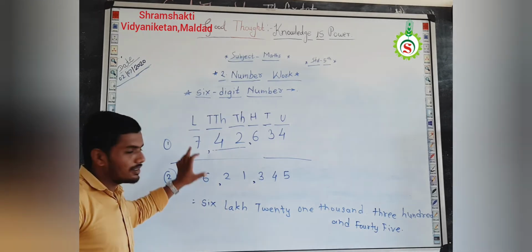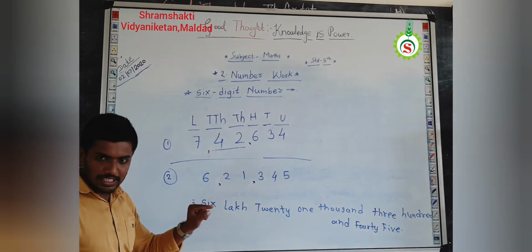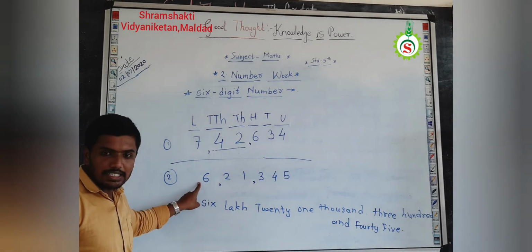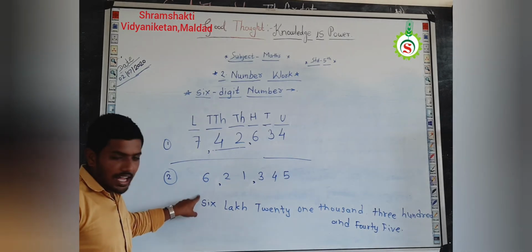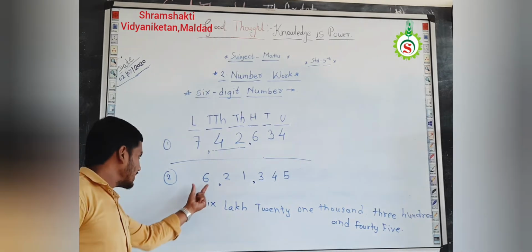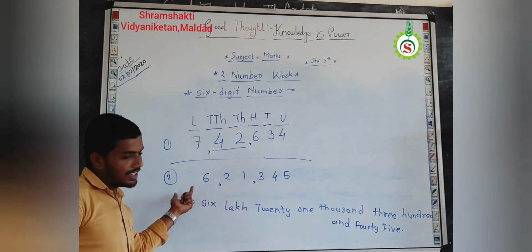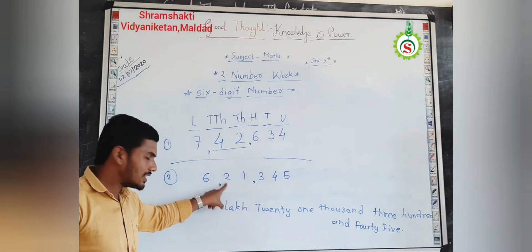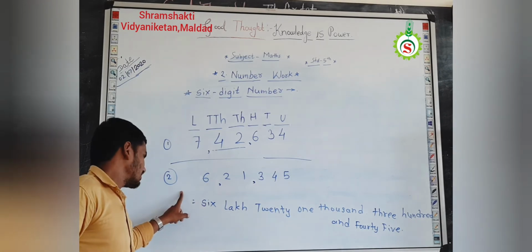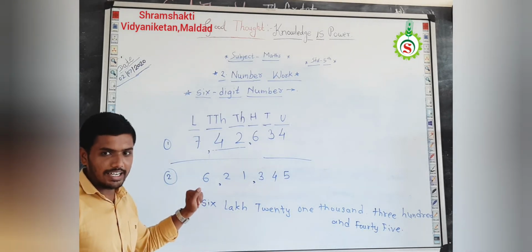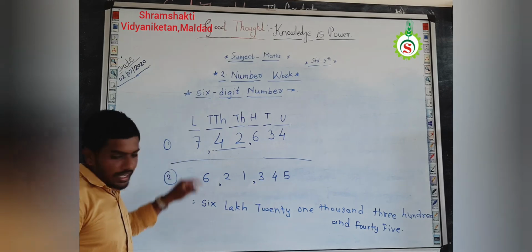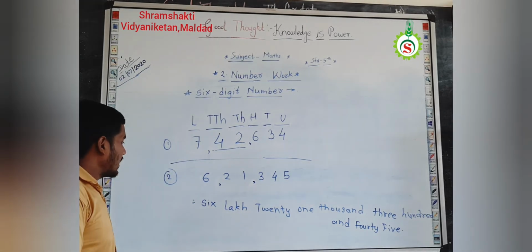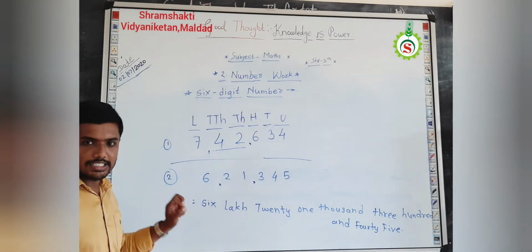The only difference is that if there is a 6th digit, then that digit is read as lakh. After the lakh, which digit will come? 10 lakh, like the 1000. After the 1000, which digit will come? 10,000. That means after the lakh, which digit will come? 10 lakh. Like that, there is the reading and writing of the 6-digit number.